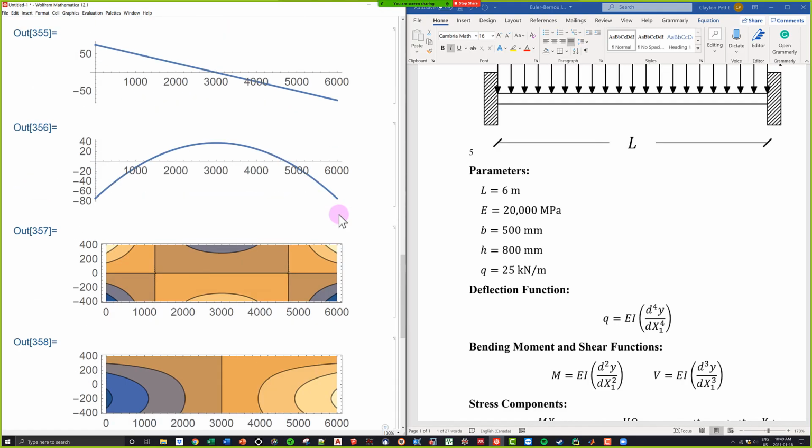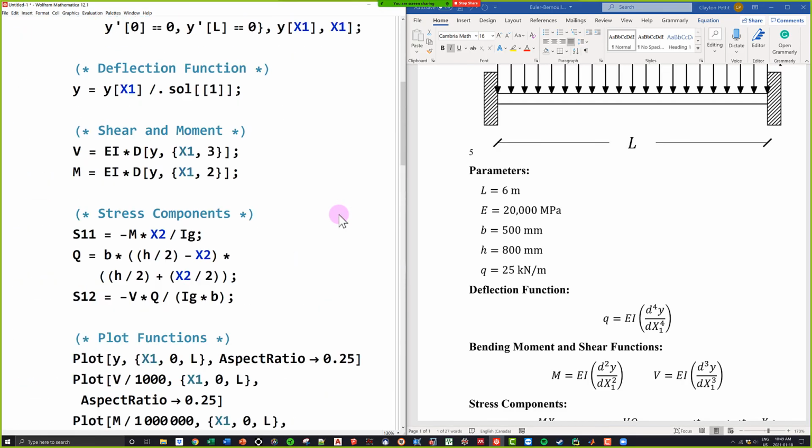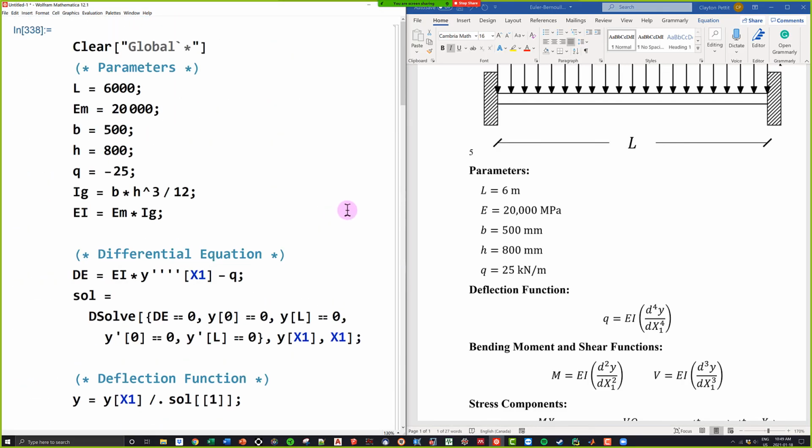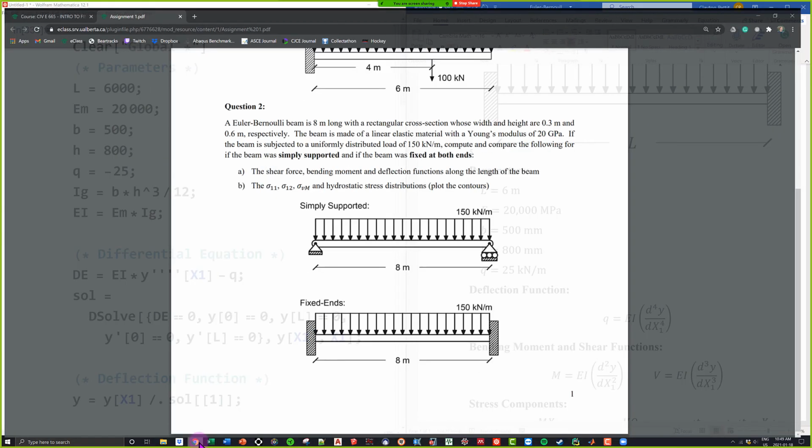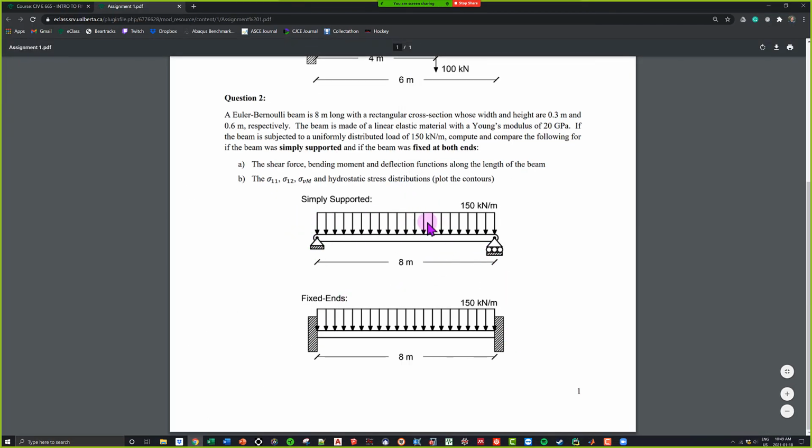That's how you guys do the first assignments, and I will post code. So for when you guys do the assignments, I will give you Mathematica code. All you guys are going to have to do is alter it for your specific thing. So I'm going to come up here. The only difference between these two beams, once you input the parameters, is the boundary conditions. Boundary conditions here, it's fixed. Boundary conditions here, simply supported. Shear force, already coded. Bending moment, already coded. Deflection, already coded. Sigma 11, sigma 22, already coded.